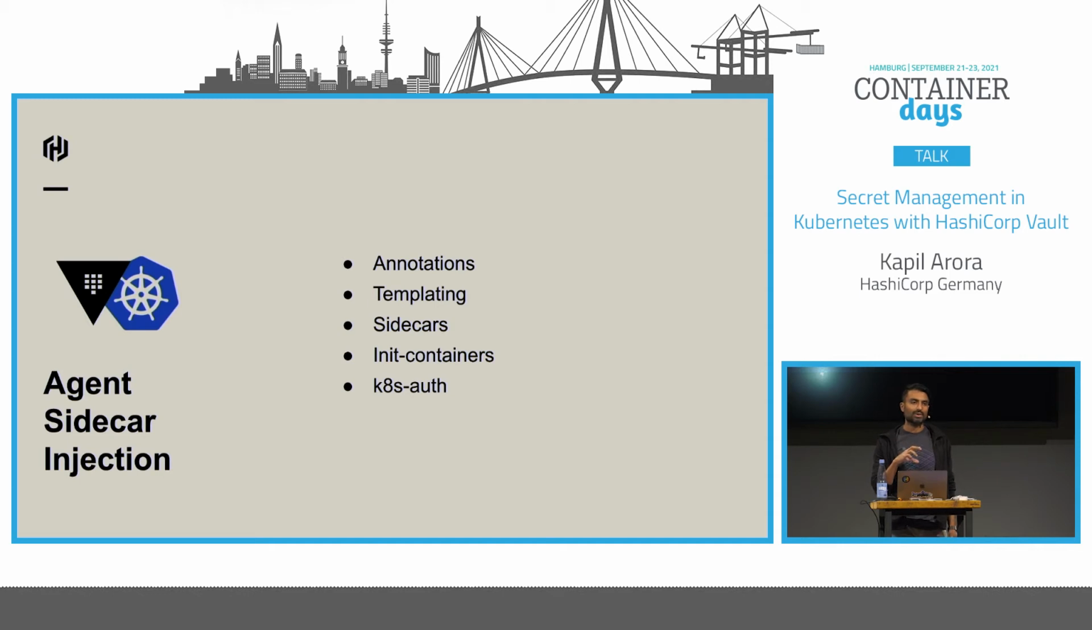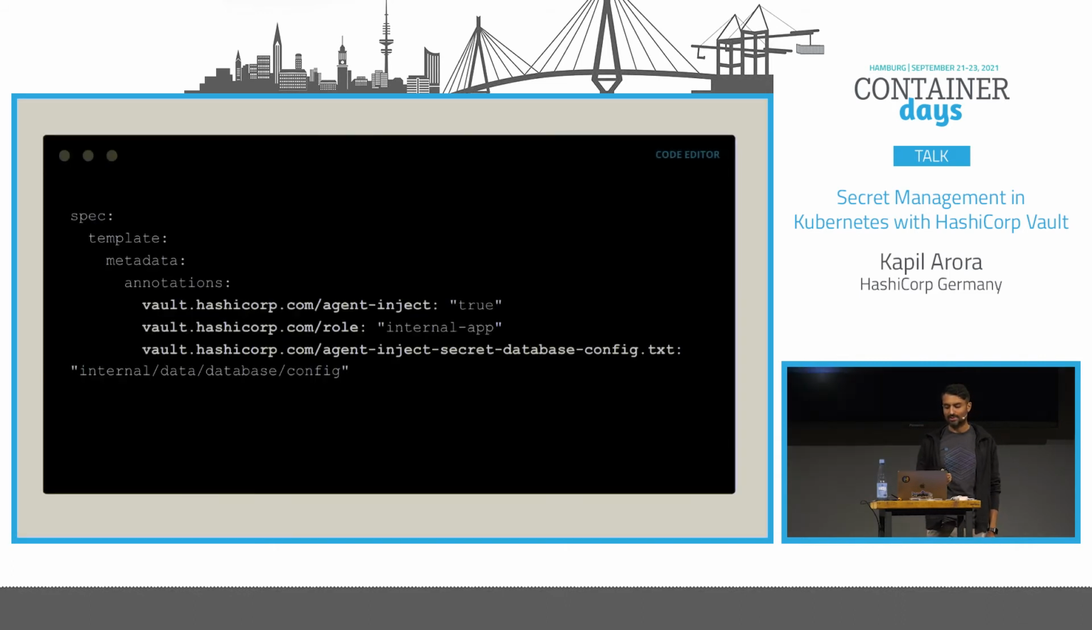So what Vault can do is, just by using annotations and templating, provide this agent sidecar injection. When you define your pods or deployment, you just write annotations and define: yes, I want sidecar injection, I will use this service account, and I have this config file in which the secret should be present when the application runs. And Vault can do all that using the Kubernetes auth method.